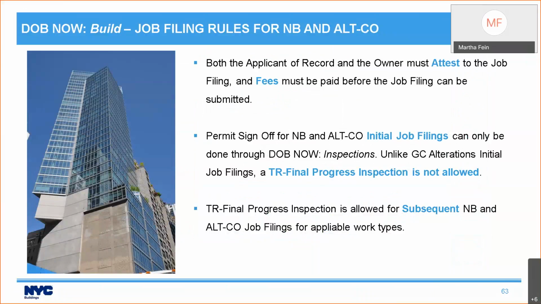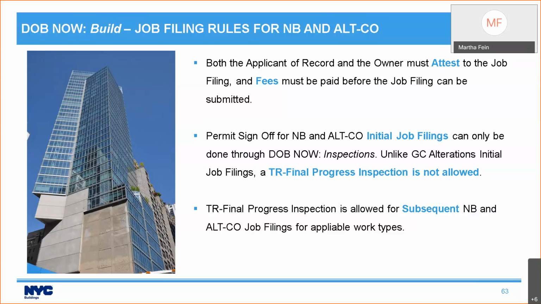So a couple of other things you should know. Both the applicant of record and the owner must attest to the job filing, and fees must be paid before the job filing can be submitted. This is not new. Now, for GC alterations, initial job filings, plain old alterations, you can choose a TR final progress inspection or a DOB Now inspector. That is not an option for new building and Alt-CO initial job filings.